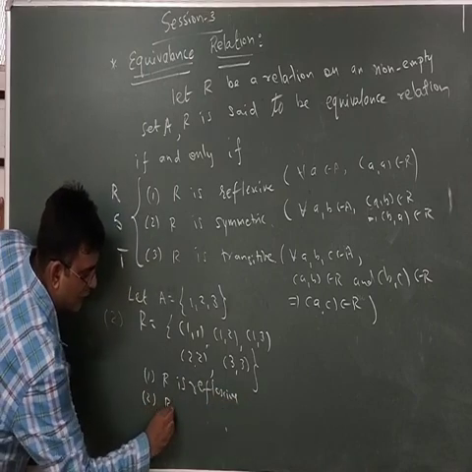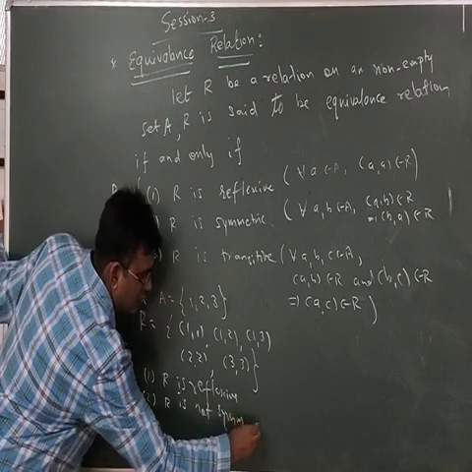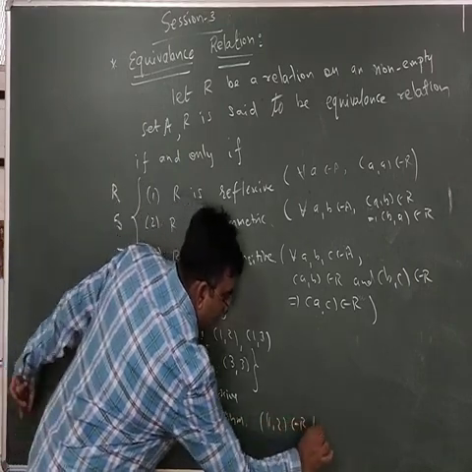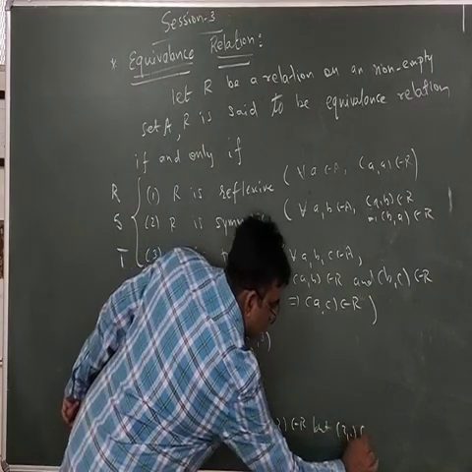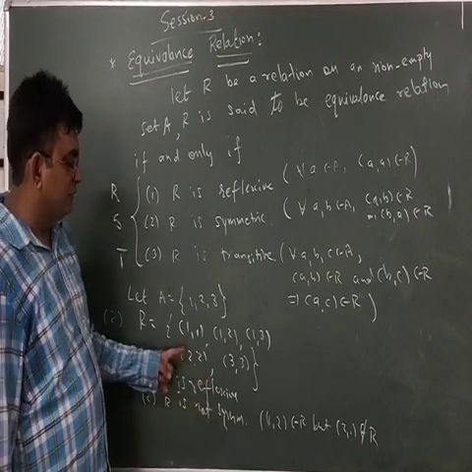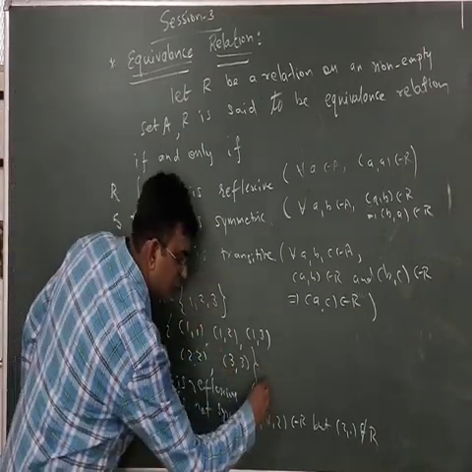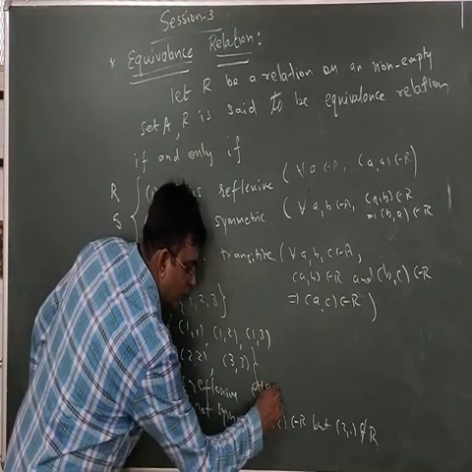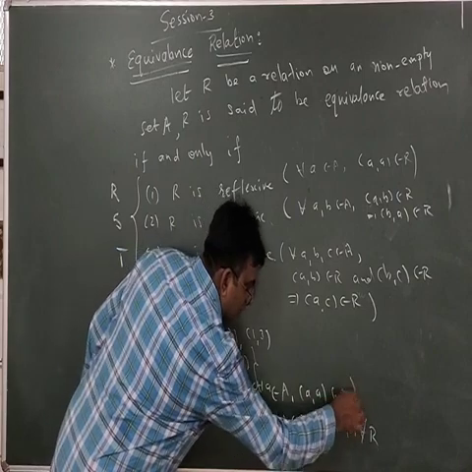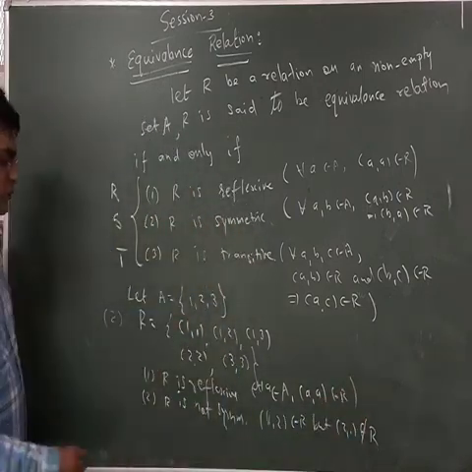Number 2, R is not symmetric. Why? Because (1,2) belongs to R, but (2,1) does not belong to R. Now R is reflexive. We have seen (1,1), (2,2), (3,3) belong to R. So the reason I can give is that for all a belongs to A, (a, a) belongs to R. I have verified that (1,1), (2,2), (3,3) belong to R. So it is reflexive. What about transitive?